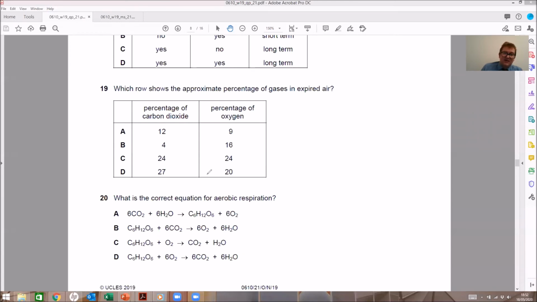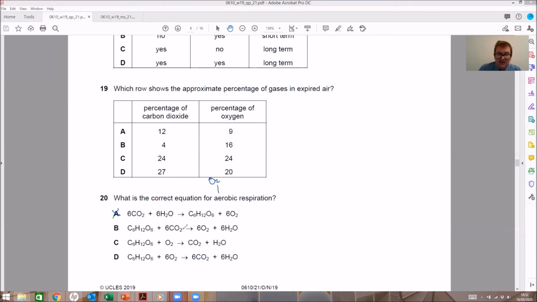Okay, so question 20. What is the correct equation for aerobic respiration? So remember that aerobic respiration involves the use of oxygen, and it is combined with glucose to make carbon dioxide and water. And in this process, it releases energy. Okay, so with that knowledge, let's look through the options. Carbon dioxide plus water gives glucose plus oxygen. No, this equation is photosynthesis. All right.